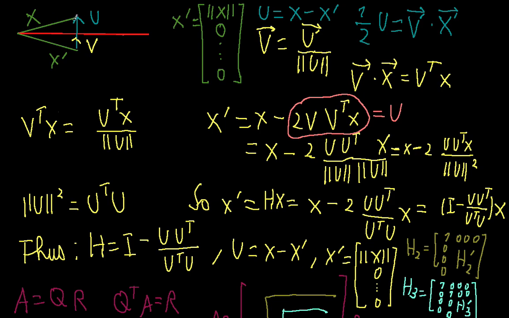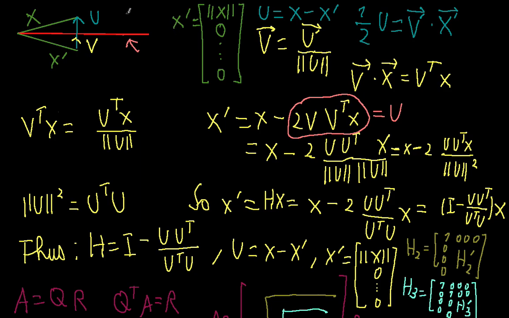Suppose we want to do a reflection of a vector x across a hyperplane, here in red, to get the vector x prime, such that x prime has as first component the norm of x and as other components 0. We can use a Householder transformation to do so. First, notice that the vector u, which goes from x prime to x, can be expressed as x minus x prime. Okay, x prime plus u equals x, so obviously u equals x minus x prime.